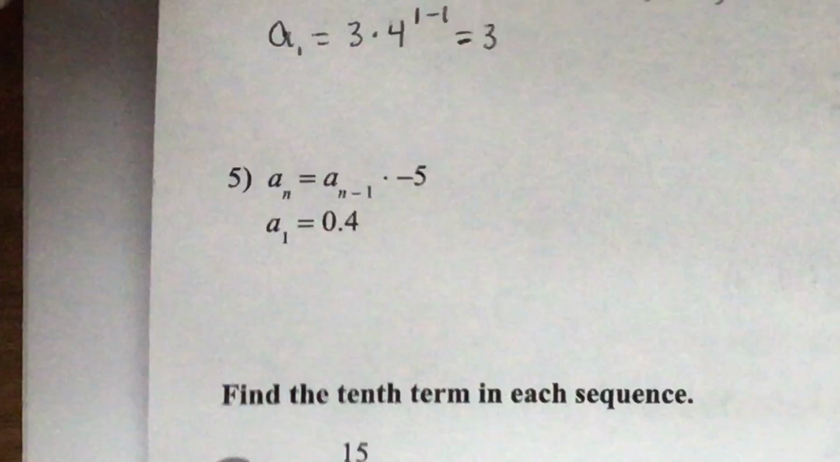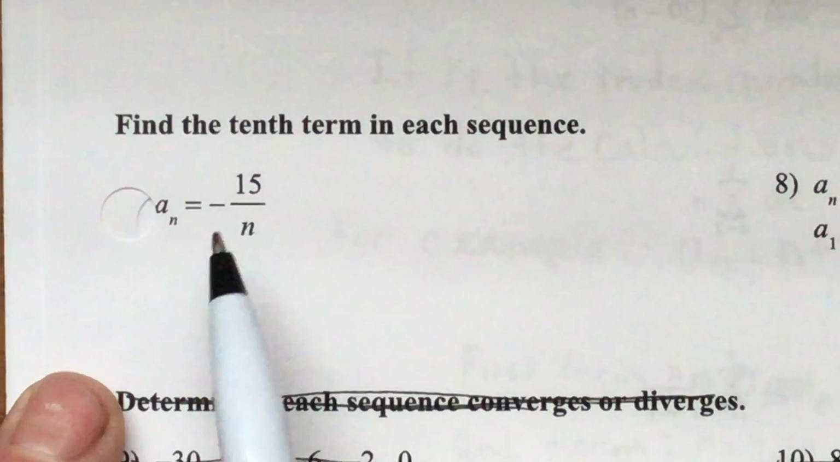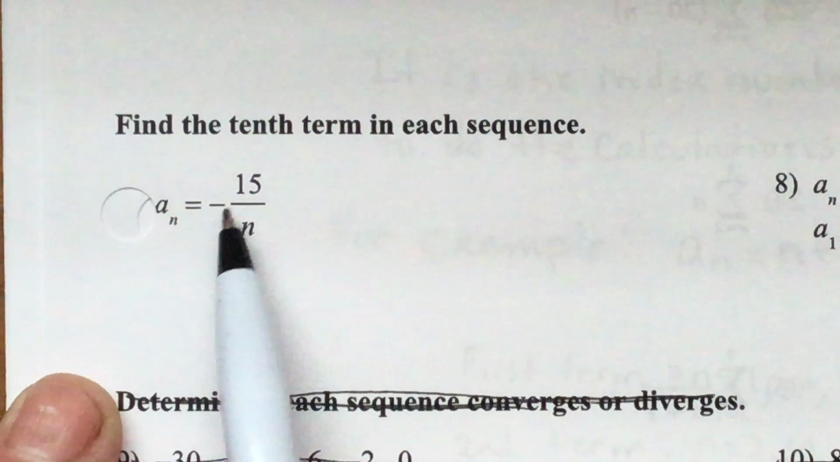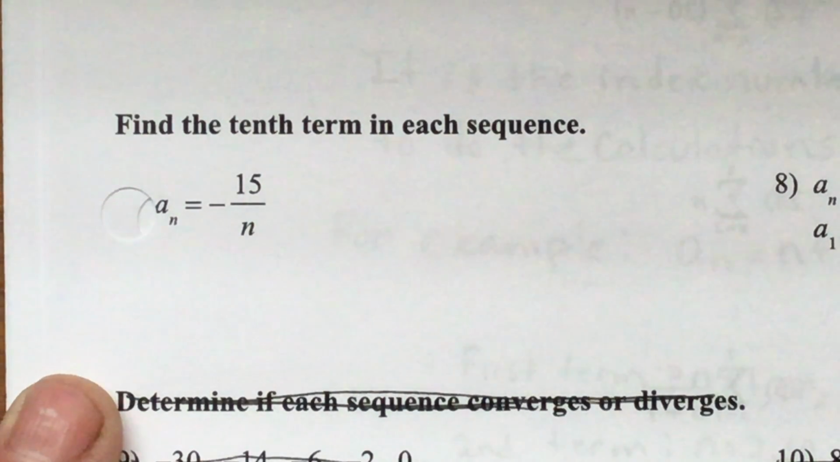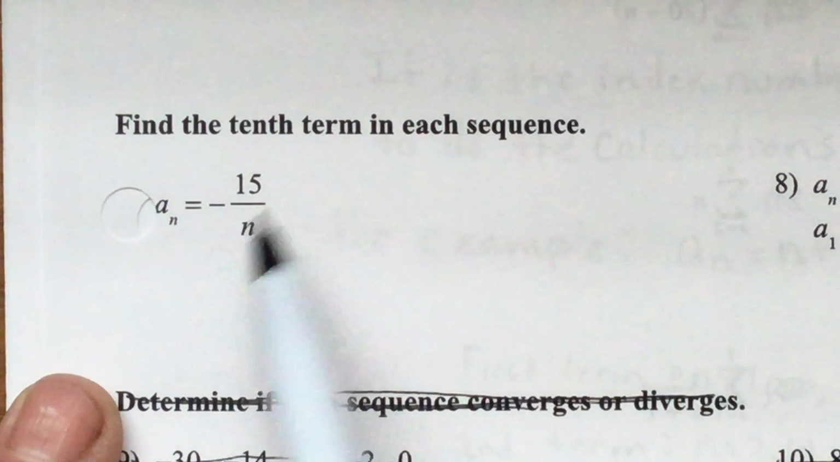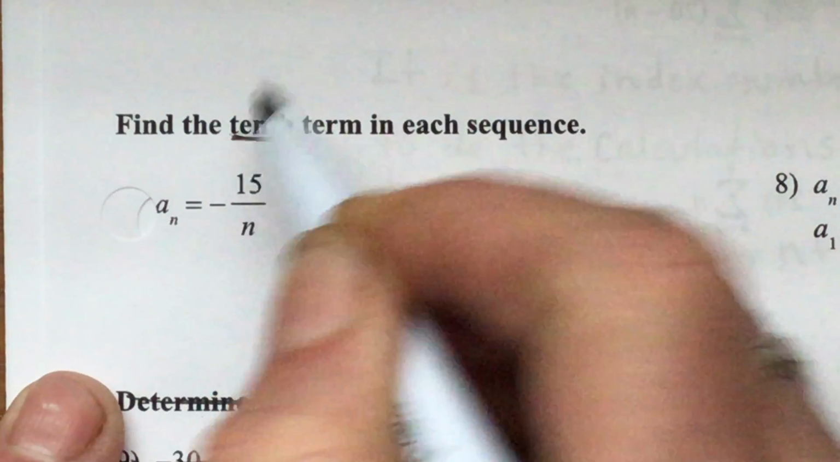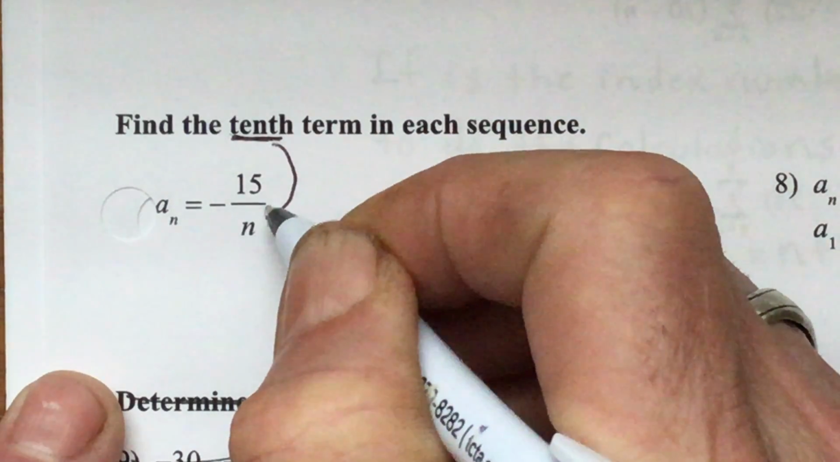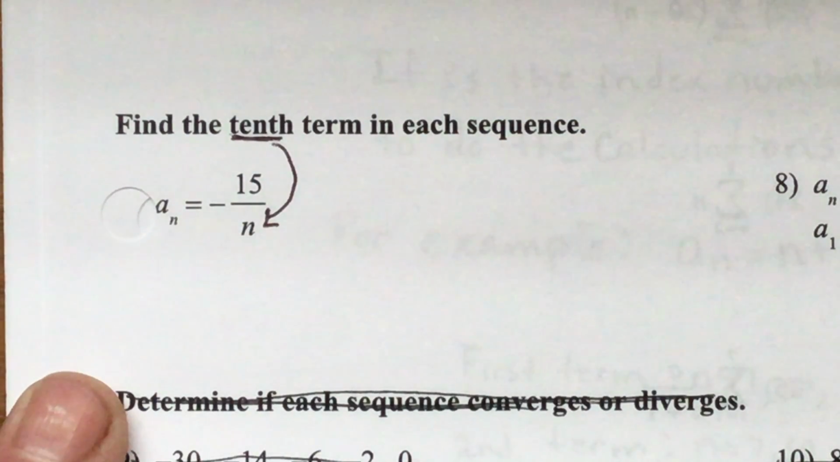Find the nth term. We've got A sub n equals negative 15 being divided by n. They don't tell us what A of 1 is. They don't tell us what the first element is. In this case, all we can do then is just type in 10 right there, work it out. That's our answer. That's it.